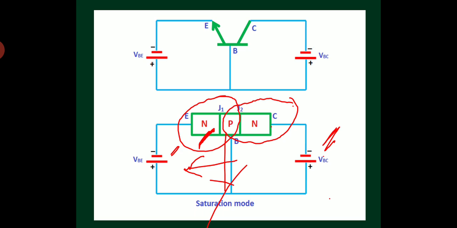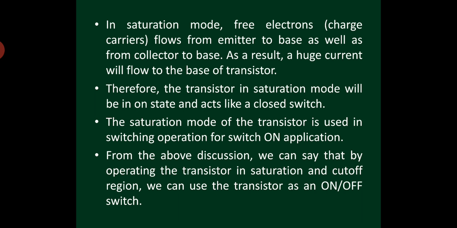Here maximum current will flow in the circuit. That's why I can assume the transistor will now act as a short circuited switch, meaning on state. From this discussion, we can say that by operating the transistor in saturation and cutoff regions, we can use the transistor as an on-off switch. In saturation mode, it acts as an on switch. In cutoff mode, it acts as an off switch.